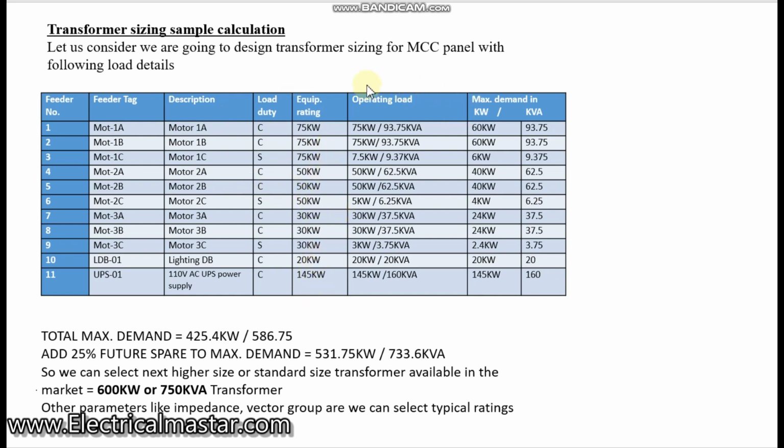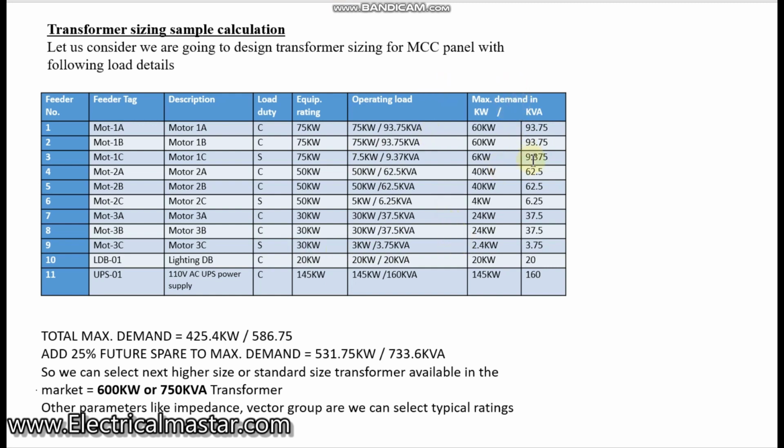So now I have to find the operating load. Operating load means whatever equipment rating they have given, multiplied with the duty factors. If it is continuous duty, you just multiply 100%. That's why here it came 75. See here, standby duty factor they have given. So for 75 kilowatt, only 10% you have to consider, so 7.5 kilowatt came. Like that you have to find the operating load. If it is continuous, 100% value. Intermittent means 30% of that equipment rating value. Standby means only 10%, 3 kilowatt.